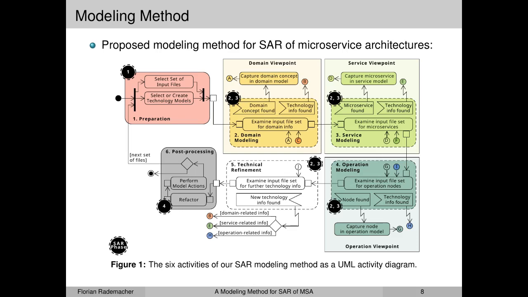Activity 5 is technical refinement. Our modeling languages also integrate means that allow to assign technology information, for example, to microservices or operation nodes. And this information is to be reconstructed within Activity 5.